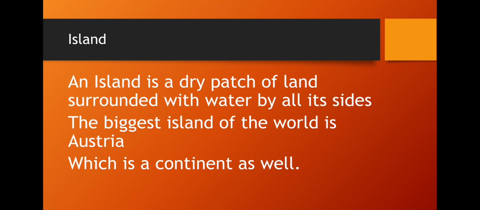What is an island? An island is a dry patch of land that is surrounded by water on all its sides. An island is a place where, if you want to reach it, you cannot use roads, but only a means of transport by water. The biggest island of the world is Australia, which is a continent as well.